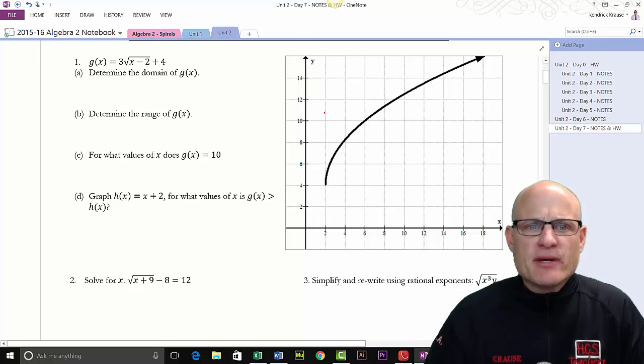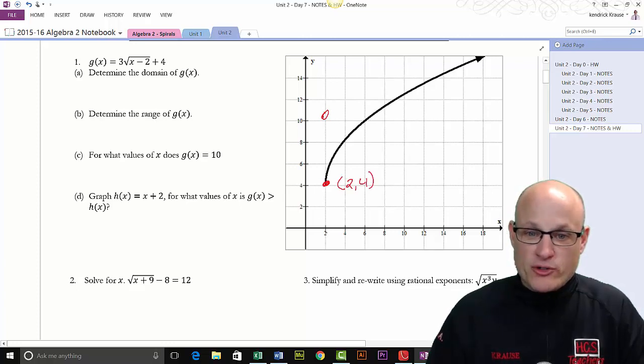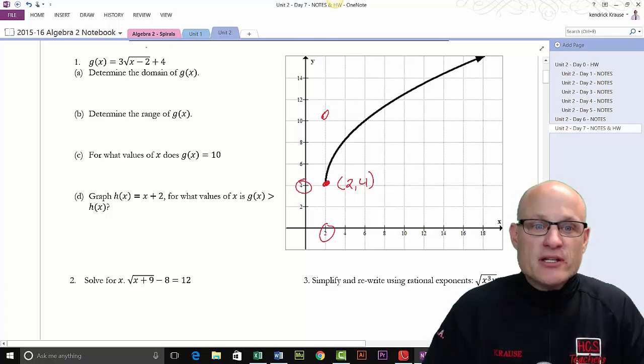Okay, so let's say this is the function right here. Let's see if this makes any sense. This point right here is the point 2, 4. Over 2, up 4. Hence the right 2 and the up 4. It also has a dilation of 3, so it's going up rather steeply.